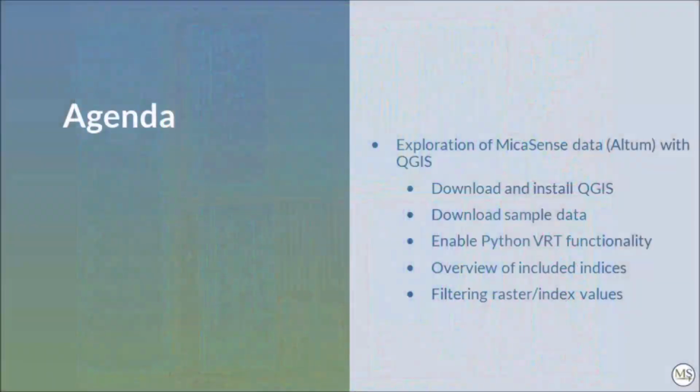To begin with, we will need to download and install QGIS, download sample data from the MicaSense website, and enable Python VRT functionality within QGIS. Once this is complete, we can go on to an overview of the included indices within the dataset, and we can look at filtering raster or index values.